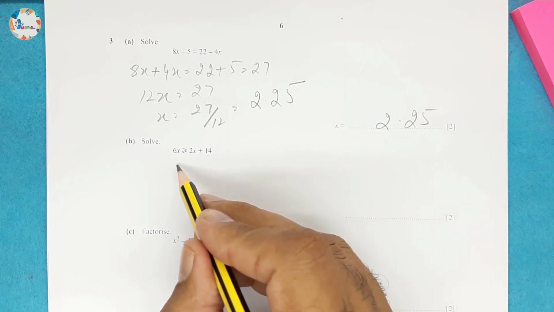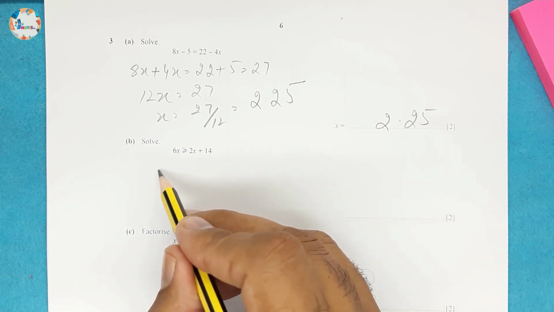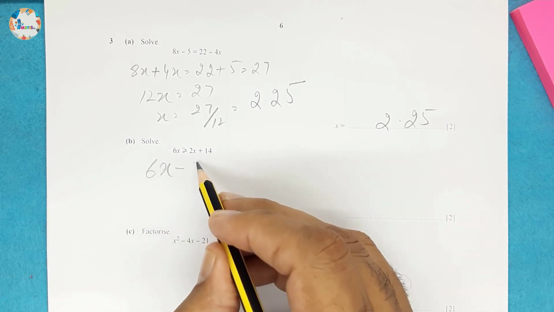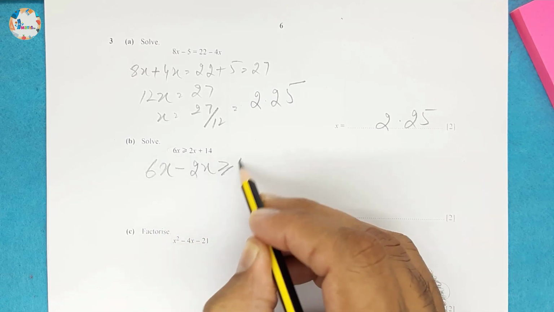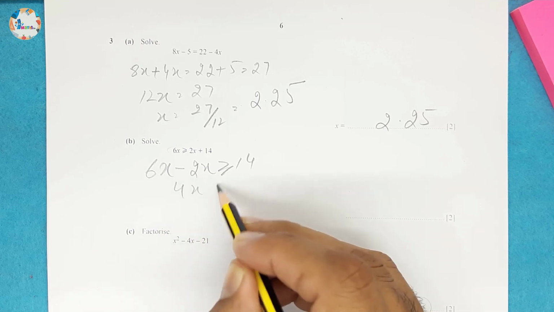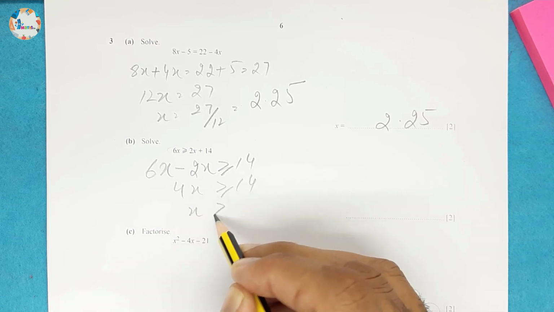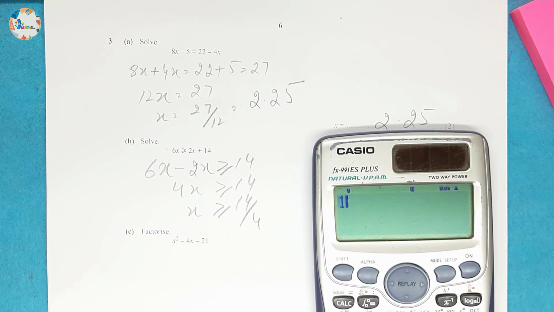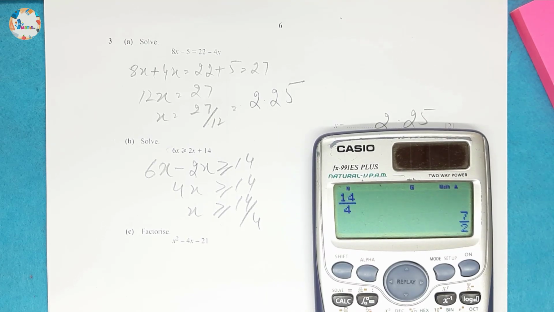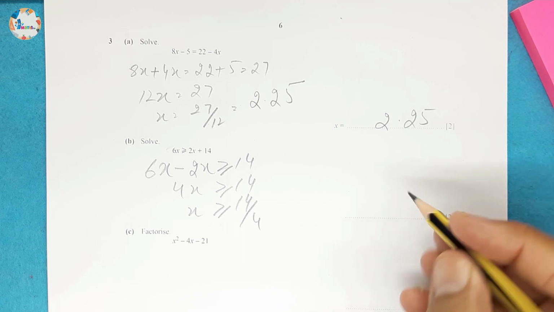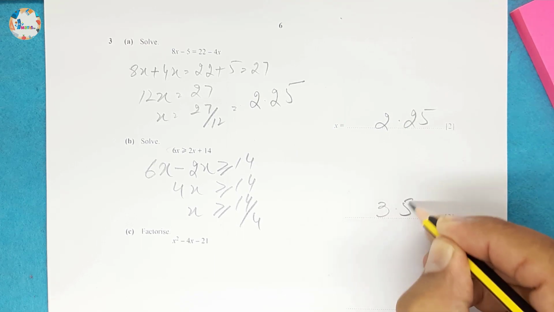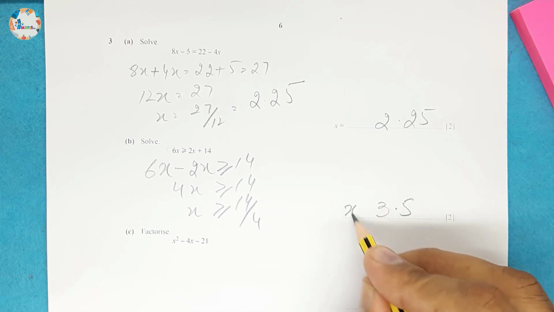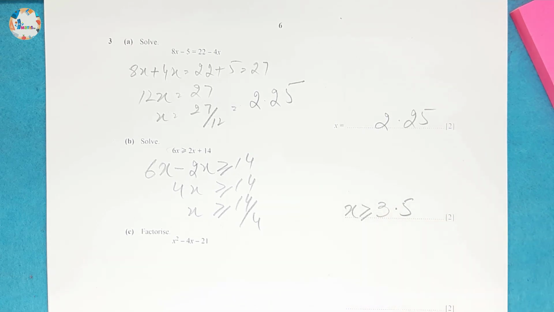Next we have to solve this algebraic inequality. So we'll shift this 2x to the other side. So 6x minus 2x is greater than or equal to 14. So this will be 4x is greater than or equal to 14. x is greater than or equal to 14 over 4. And 14 over 4 is what? 14 over 4 is 3.5. So our answer will be 3.5. This is done. We can write x is greater than or equal to 3.5.